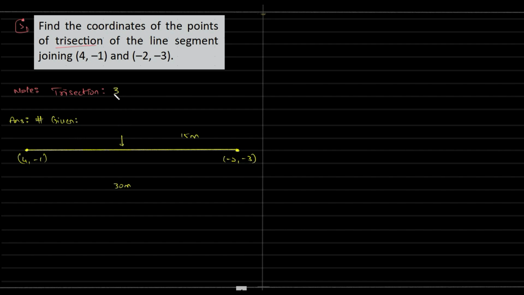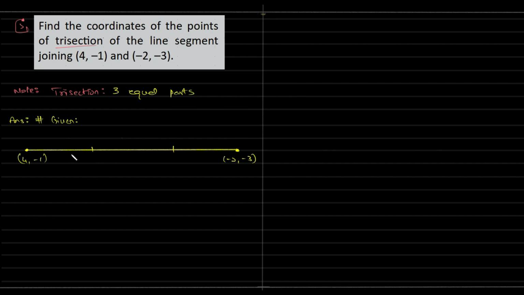Trisection is 3 equal parts, right? So if this is 30, we should divide it in the ratio of 1:1:1. So basically, if this was 30, it would have been 10 meters, 10 meters, and 10 meters. But what we know is the ratio is 1:1:1.